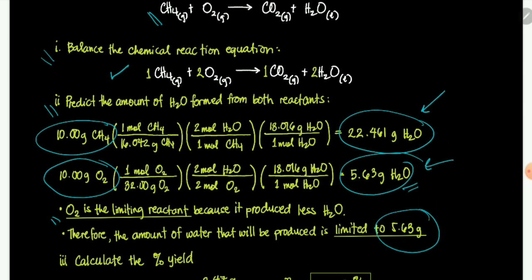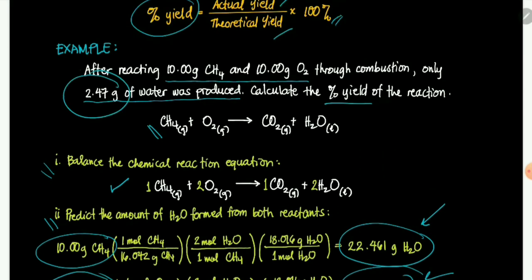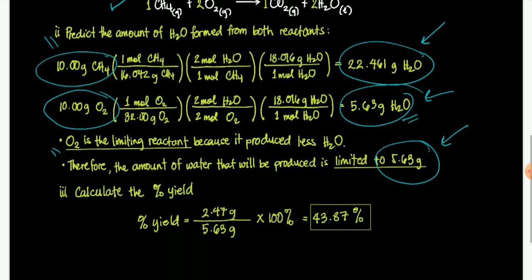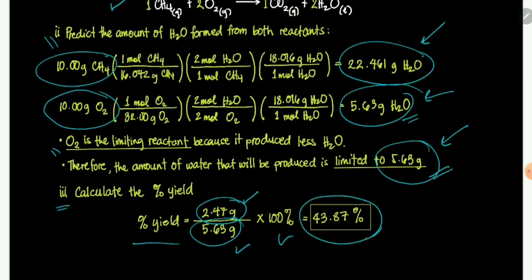Okay? So that is assuming that all the oxygen will be converted to water after reacting with the methane molecule. That's 100% kumbaga na reaction efficiency. Pero hindi ganoon ang nangyari dito sa problem. We have 2.47 grams of water that is produced in the real setting. So since 2.47 grams lang yung na-produce, let's calculate the percent yield. So to calculate the percent yield, we have the formula percent yield is equal to the actual yield over the theoretical yield times 100. So kapag sinubstitute natin yung values, we have 2.47 grams as the actual yield, 5.63 grams as the theoretical yield, okay, times 100% is 43.87%. Okay? So that's the percent yield of the reaction.